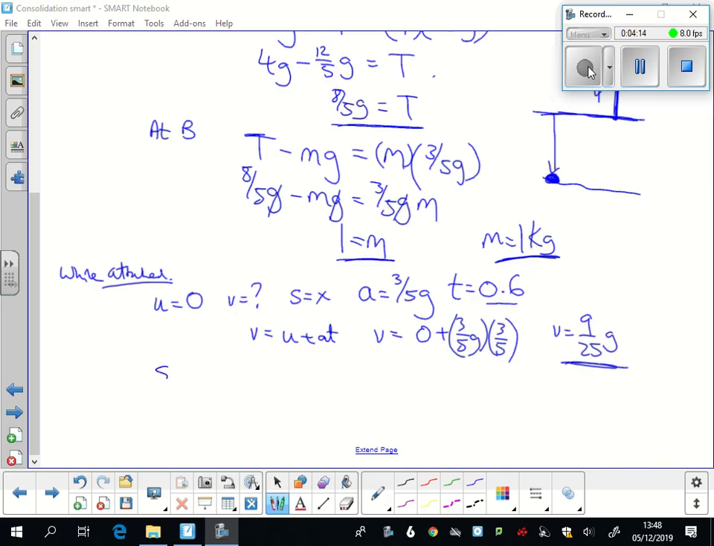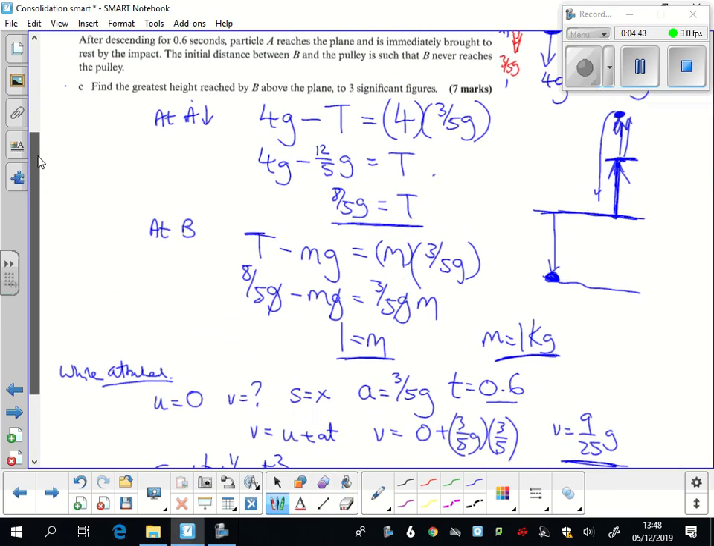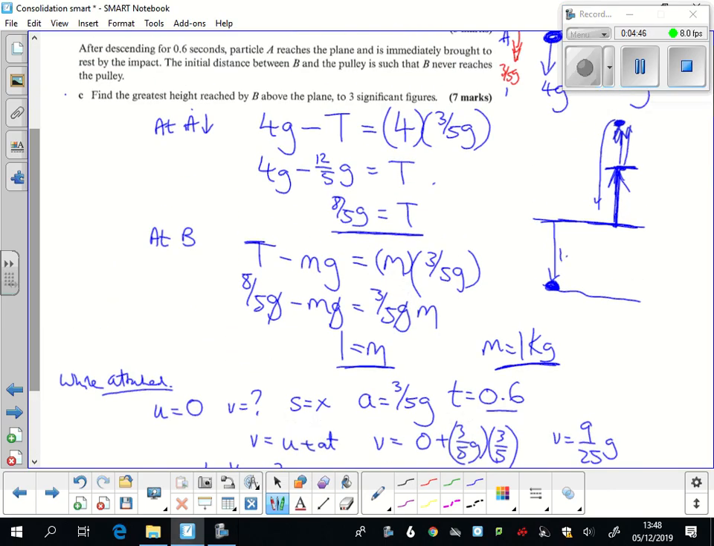Let's also work out the distance while it's still attached. So I'm going to do s equals ut plus half at squared there. So s equals nothing plus a half times a times t squared. And that works out to be 1.0584. Right, let's just go back to the thinking again here, and I know the video's going on a bit now. So this is 1.0584 meters. It does that while it's going down. It also does that while it's going up as well.